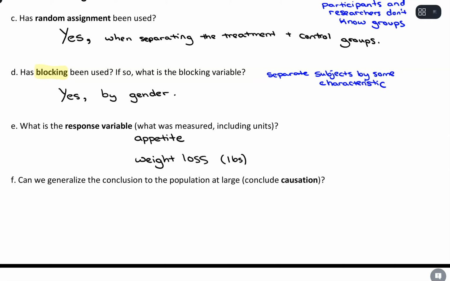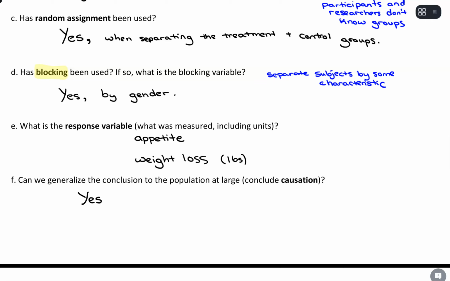So can we generalize the conclusion to the population at large? This is getting at causation. Can we conclude cause and effect? Can we post some article saying chia seeds have no effect on appetite or weight loss? And really, with the structure of this one, the answer would be yes, we can make those claims.